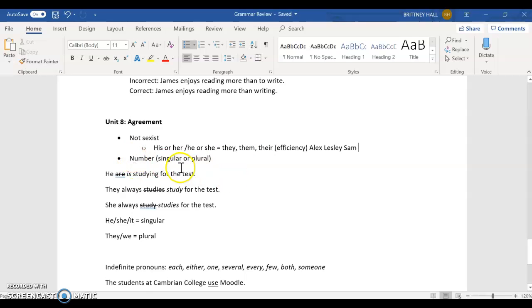Next, number, singular or plural. I have some sentences below showing what I mean. These ones are very obvious, very easy to see. We wouldn't say he are studying for the test. We would say he is studying.